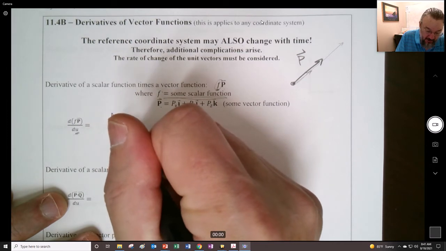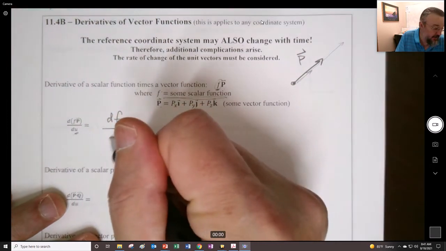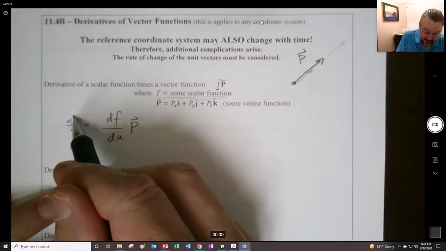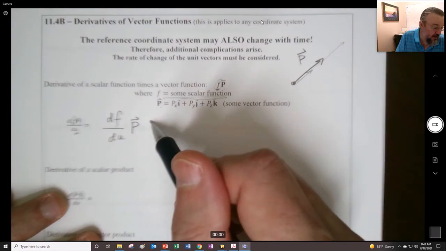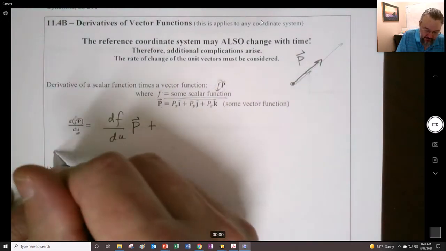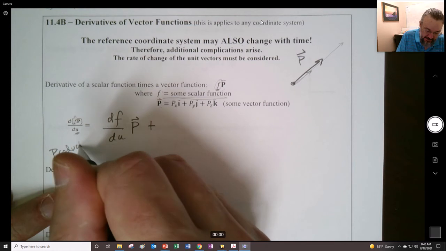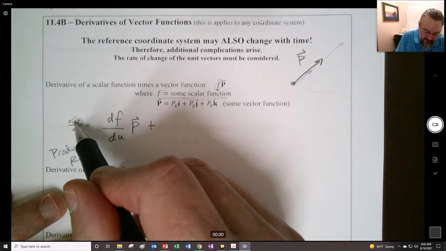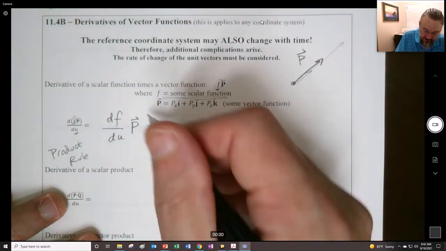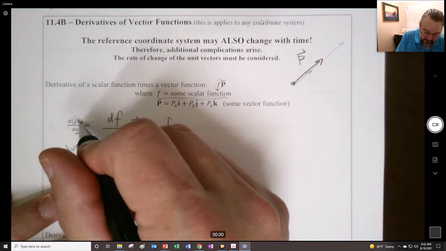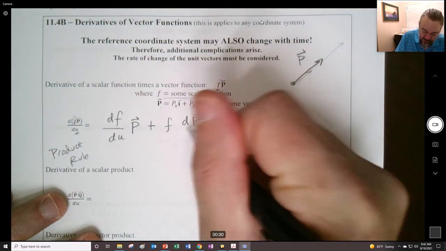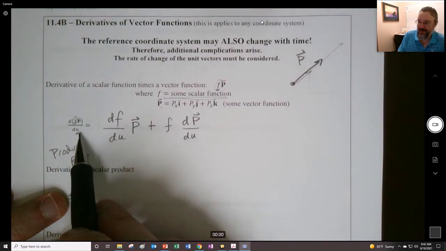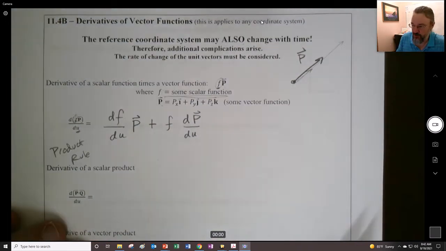That we would have df du multiplied by the original. So we want to take the derivative of this, and now we have to do this. This is the product rule. I'm going to write that down, product rule. As a consequence of the product rule, this has to be true, where we take the derivative of this first part and multiply it by the original, then we take this first part and multiply it by the derivative of the second part. And once again, this could be time, that little u, or it could be some other parameter, whatever it is.